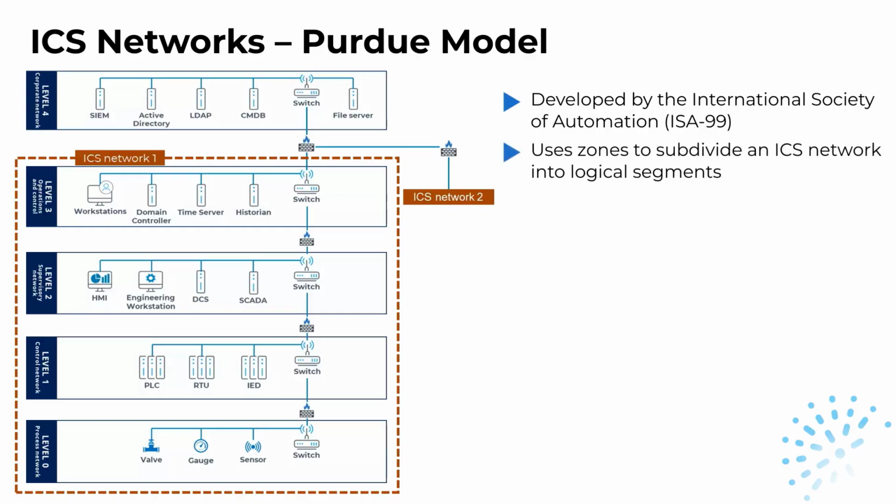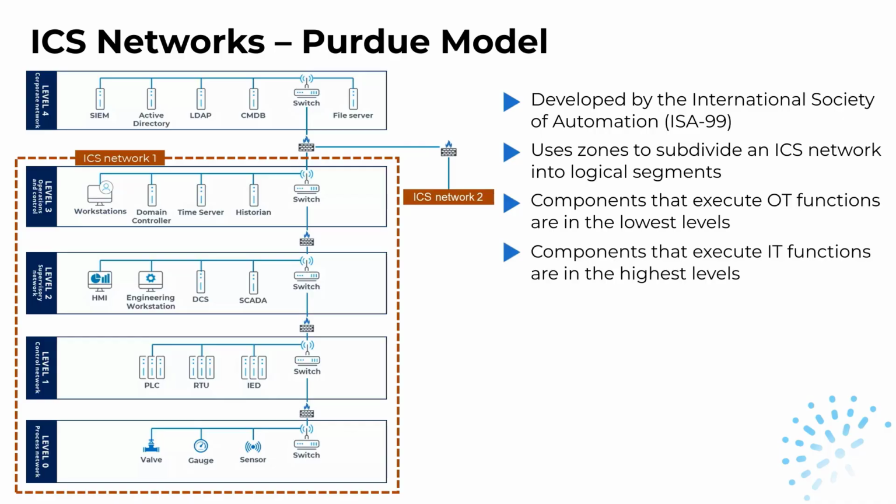The model employs the concept of zones to subdivide an enterprise and an ICS network into logical segments, each consisting of different systems, playing a similar role in the network. The components executing OT control functions, such as opening valves and activating pumps, occupy the lower levels of the Purdue model, while those executing IT functions, such as user authentication and software patching, are located at the upper levels.